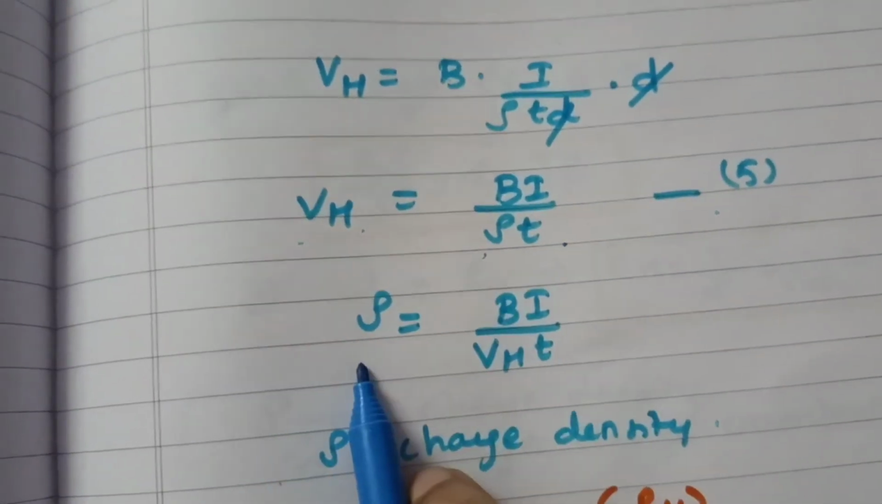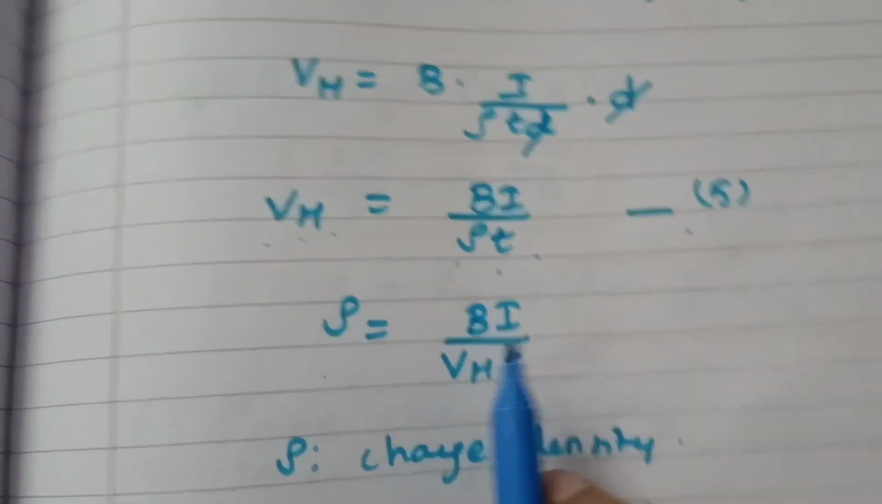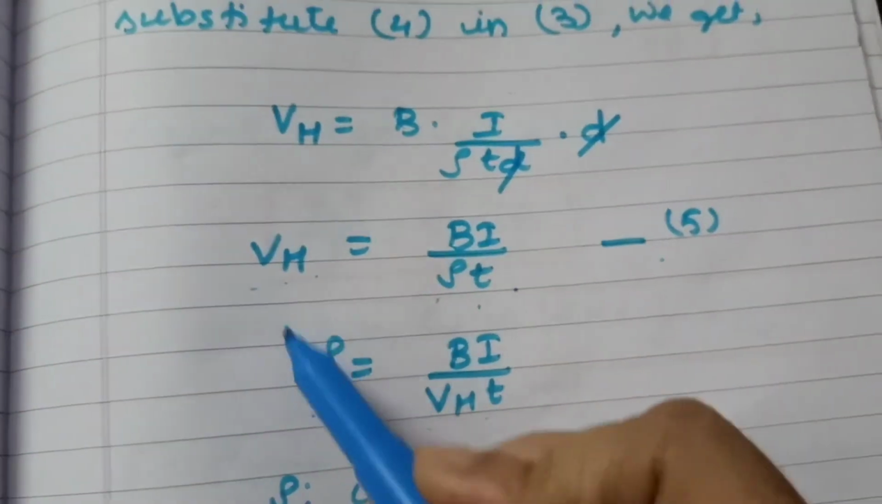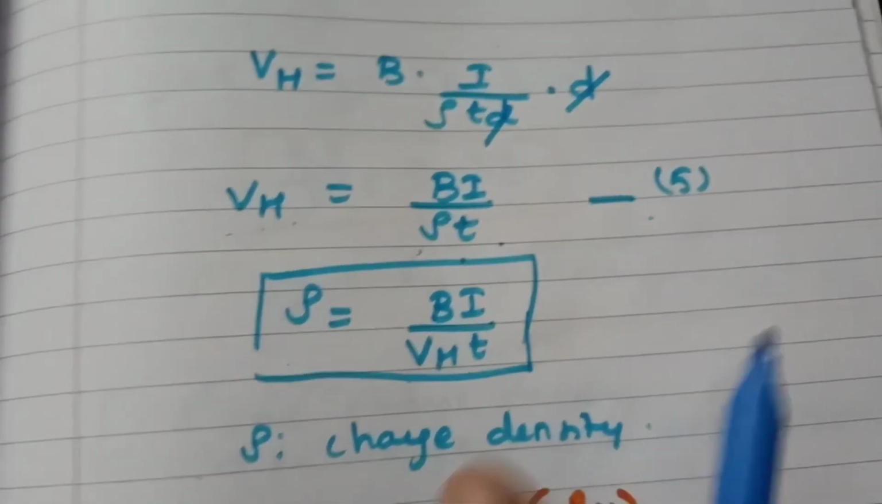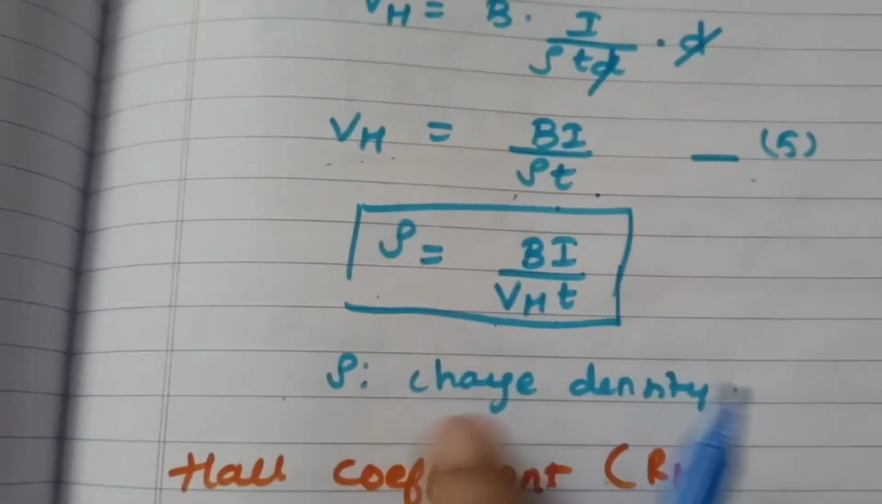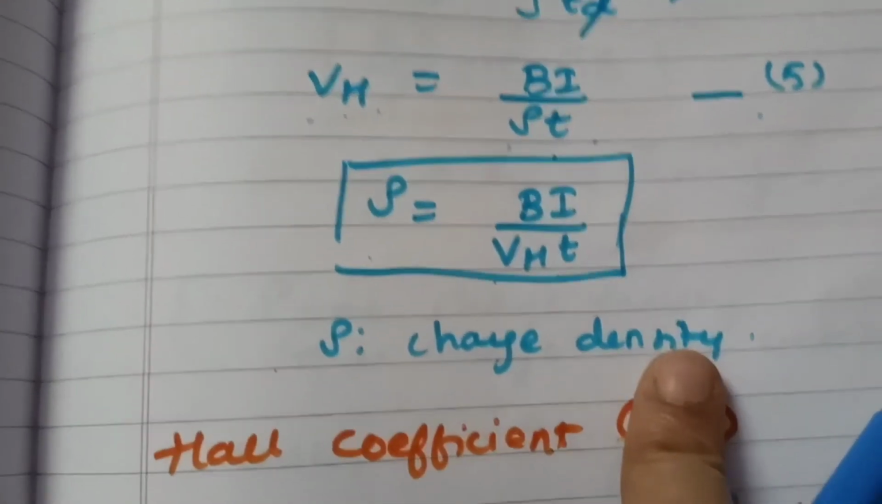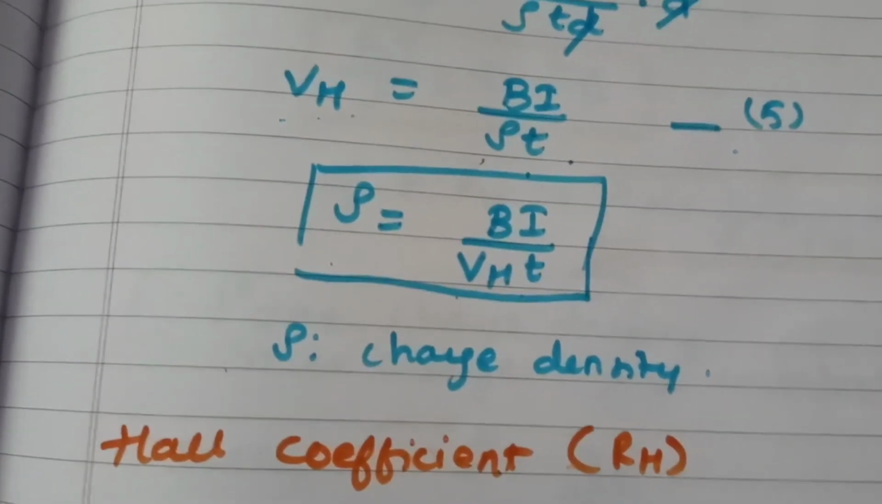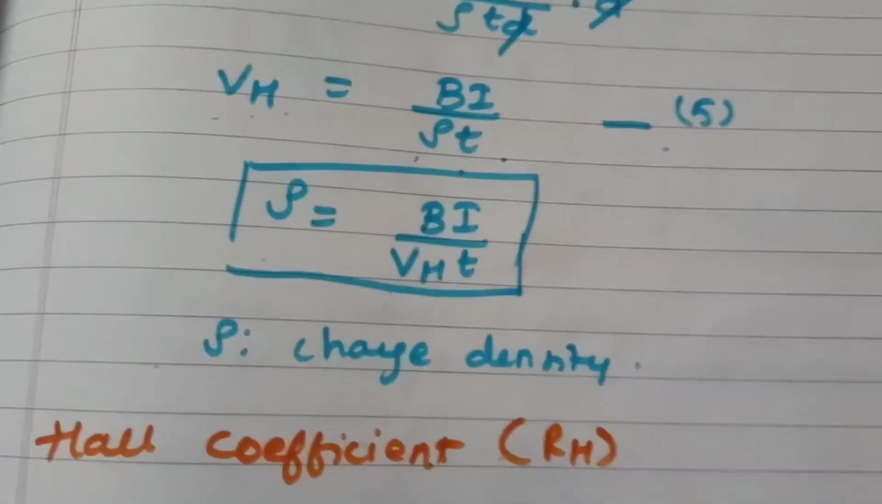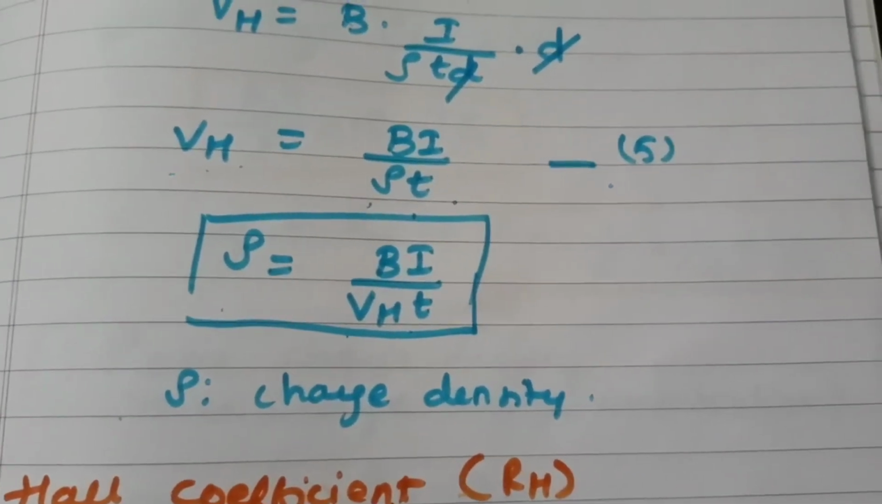So from this, rho value is B I by VH t. Rho is the charge density. Now we will see how to derive the Hall coefficient in the upcoming video. I think this is clear till here, right? Thank you.